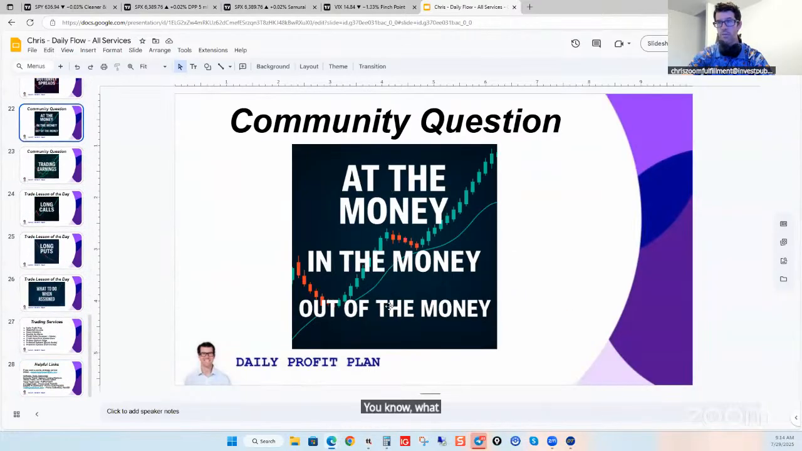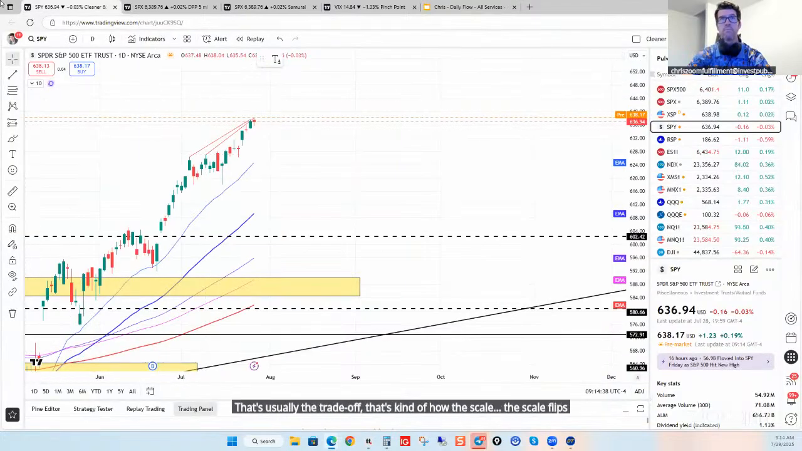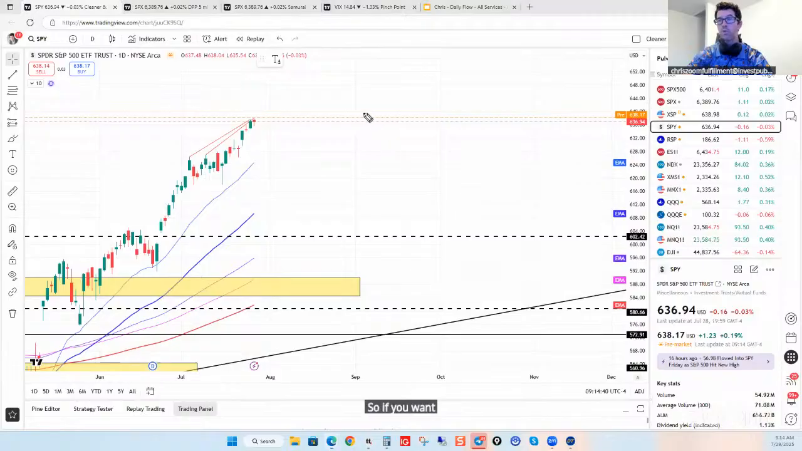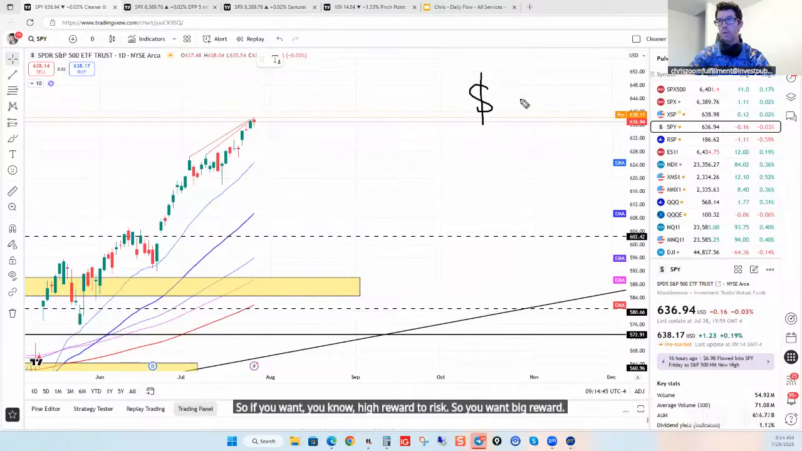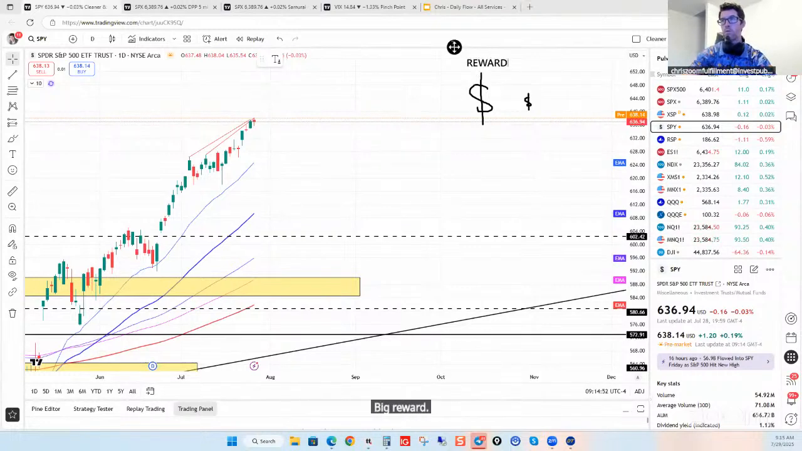What's the at the money, in the money, out of the money? How do we get the trade-off between probabilities and reward to risk? That's usually the trade-off. That's kind of how the scale flips. So if you want high reward to risk, so you want big reward for small risk, that's going to equal what? Big reward to small risk. That's low probability, typically. Okay.